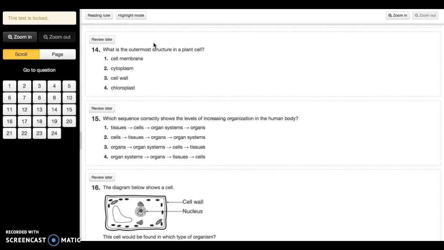If you chose 3, cell wall, you're correct. And again, this is only in the plant cell. The cell membrane would be the one around the animal cell.